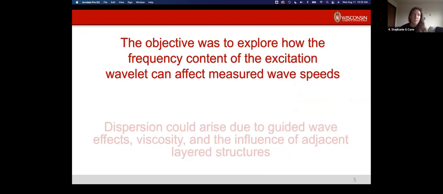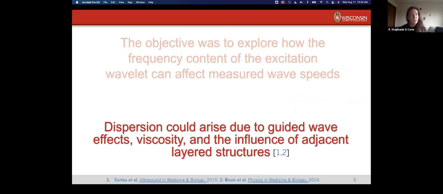Overall, the objective of our work this time around was to explore how the frequency content of these excitation wavelets would affect the measured wave speeds during walking in the Achilles tendon. We suspected that guided wave dispersion could arise due to guided wave effects within the tendon tissue, viscoelastic properties of the tendon itself, and the influence of adjacent layered structures, such as the muscle underneath or the superficial tissue, skin, et cetera.